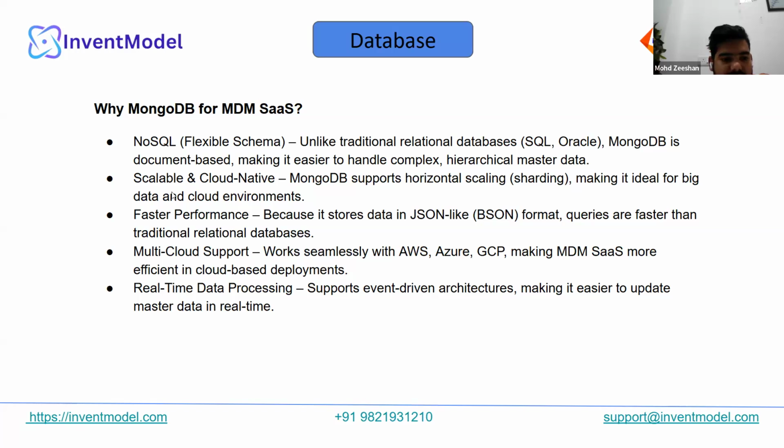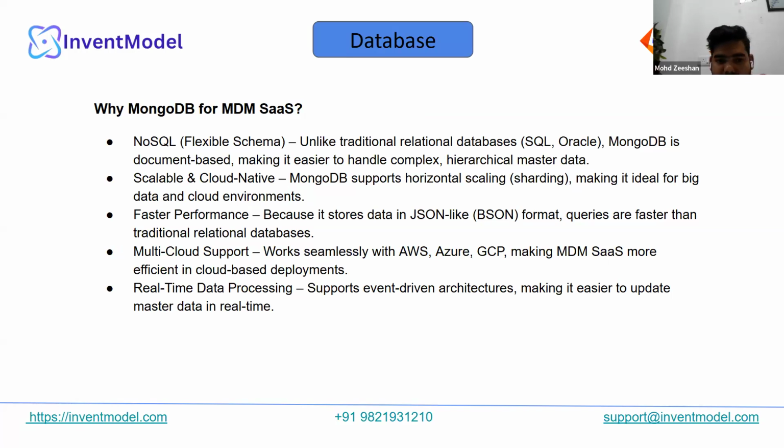Okay. And the next is scalable and cloud native. Basically, MongoDB supports horizontal scaling, making it ideal for big data and cloud environments. So if you want to use MongoDB on the cloud, you can easily use it. And if you want to install it on your own machine, you can easily install it there also. So we can use both conditions according to our need.